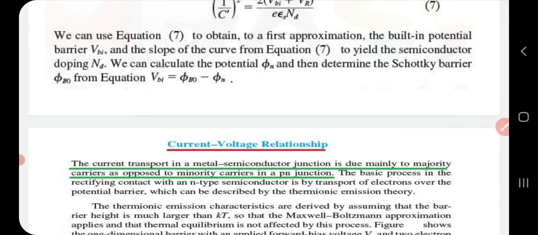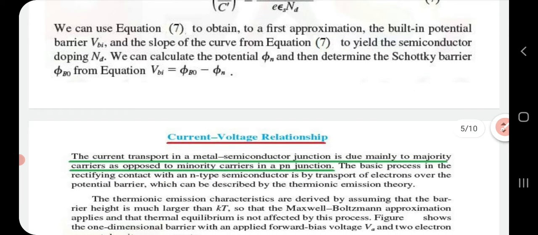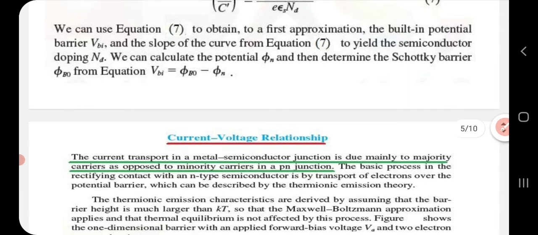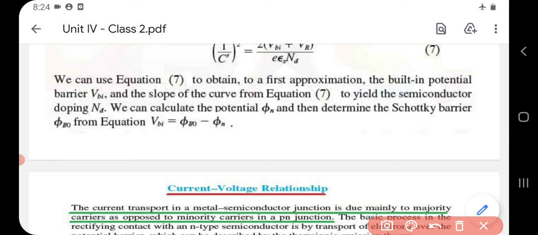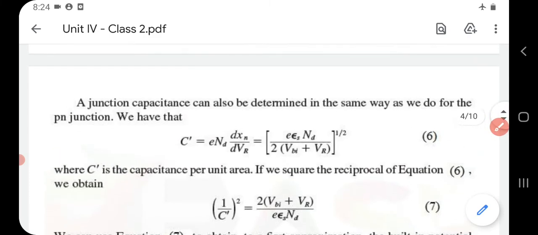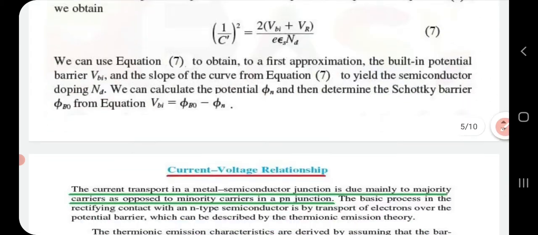Also we can calculate the potential phi_n, and from that we can calculate the Schottky barrier phi_b0 from the equation V_BI equal to phi_b0 minus phi_n. That is, once you get V_BI and phi_n, you will be able to calculate the Schottky barrier phi_b0. So this is how you determine the built-in potential barrier, the semiconductor doping, and finally the Schottky barrier. These are the steps involved in determining these three parameters, which these slides deal with.